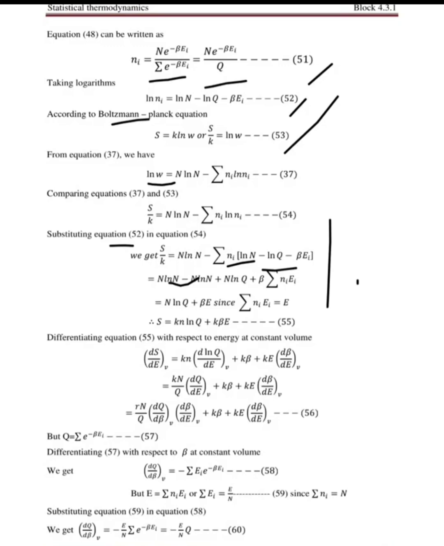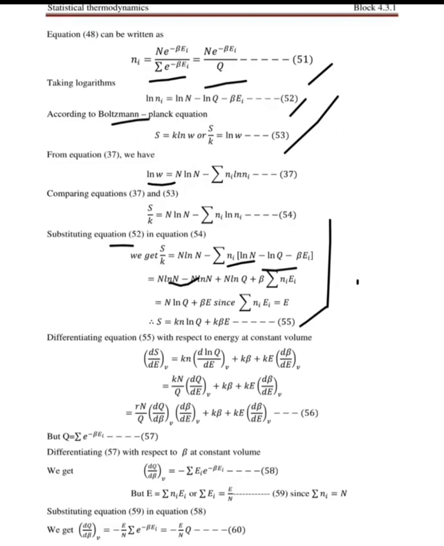So further substituting, we'll get the equation 55. Here we are going to calculate for the Boltzmann-Planck equation, which we are going to get derived from the equation 54. That is the equation 55, and what we are getting is the Boltzmann-Maxwell equation, Planck's equation. Further differentiating the equation 55, we get the equation 56. But Q is equal to summation of e to the power of minus beta Ei. That is the equation 57.